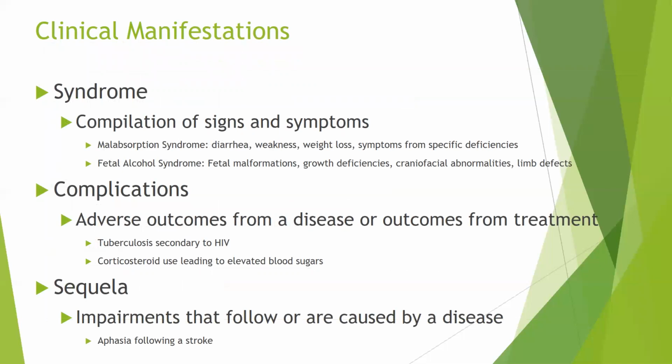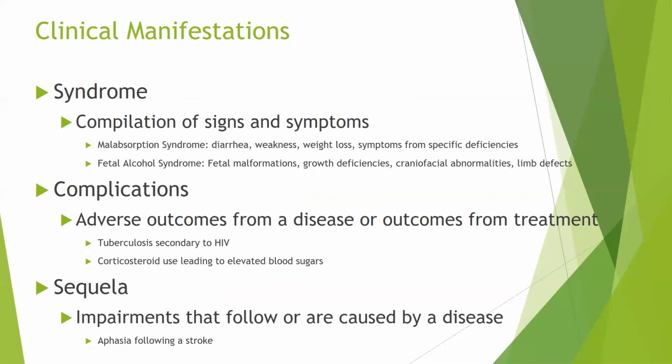Some additional items to note when discussing clinical manifestations are syndromes. Syndromes are a compilation of signs and symptoms. Here we have a couple of examples. One particular example would be fetal alcohol syndrome, and the signs and symptoms that you see noted here are those that are particularly characteristic to that particular syndrome.